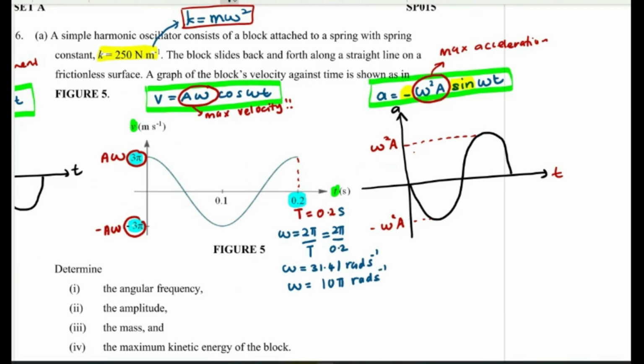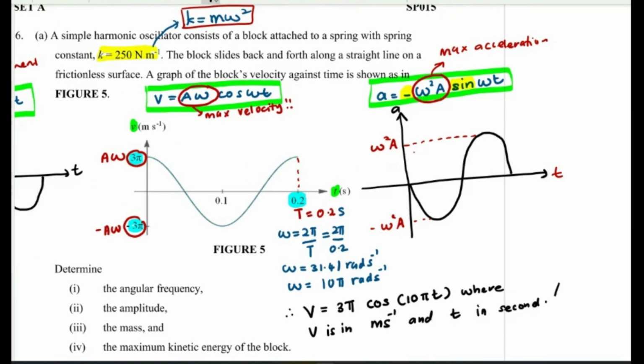Kalaulah soalan tu suruh kita tulis equation V, therefore kita akan pilih 10 pi supaya equation tu nampak lebih cantik. So dia akan jadi V equal to 3 pi cos 10 pi t. So ni lah jawapan dia. Jangan lupa unit dia, where V is in meter per second and t in second. So dapatlah full mark.